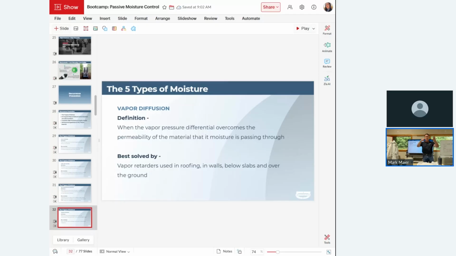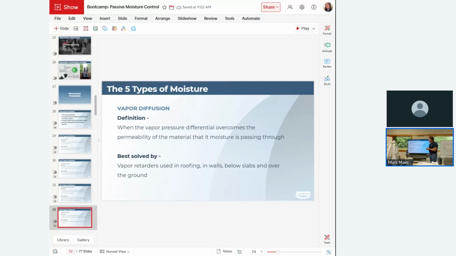We've got maybe some condensation forming in areas, moisture building in other surfaces throughout a building. And now we've got this vapor pressure differential that is forcing moisture into and through materials. How is it best solved? With vapor retarders used in roofing, in walls, and below slabs and over the ground foundation, right? That's another type of passive moisture control.